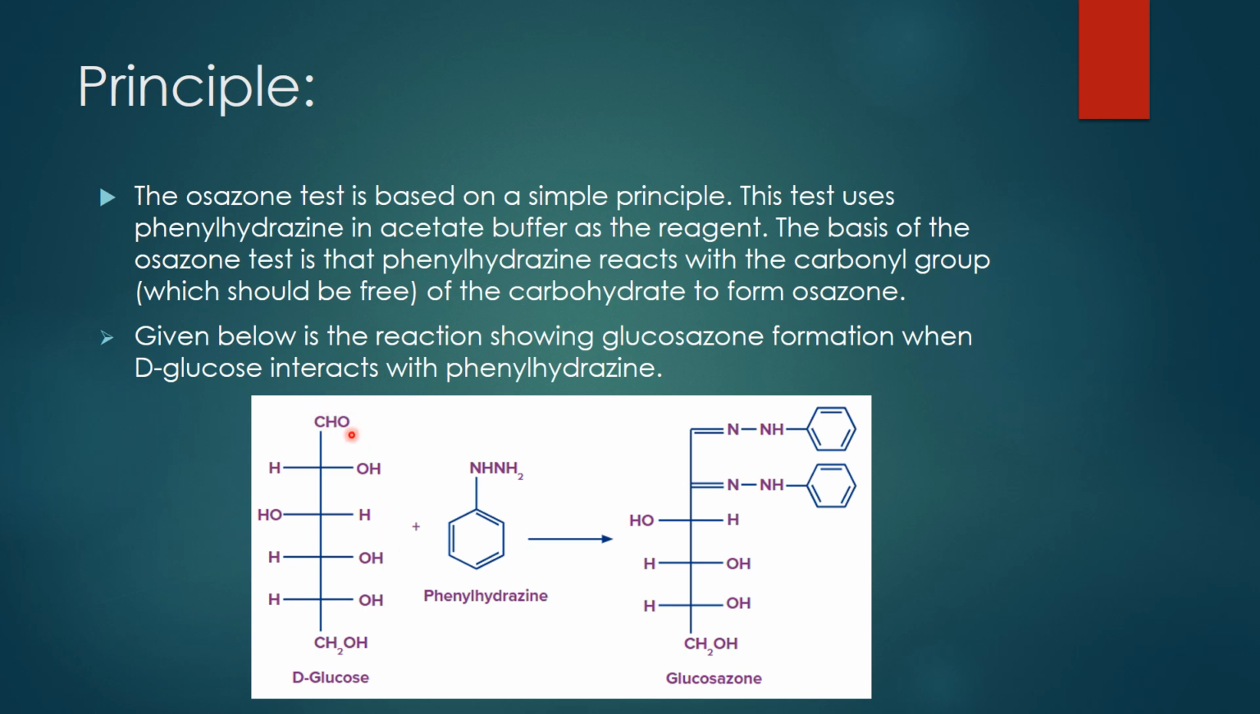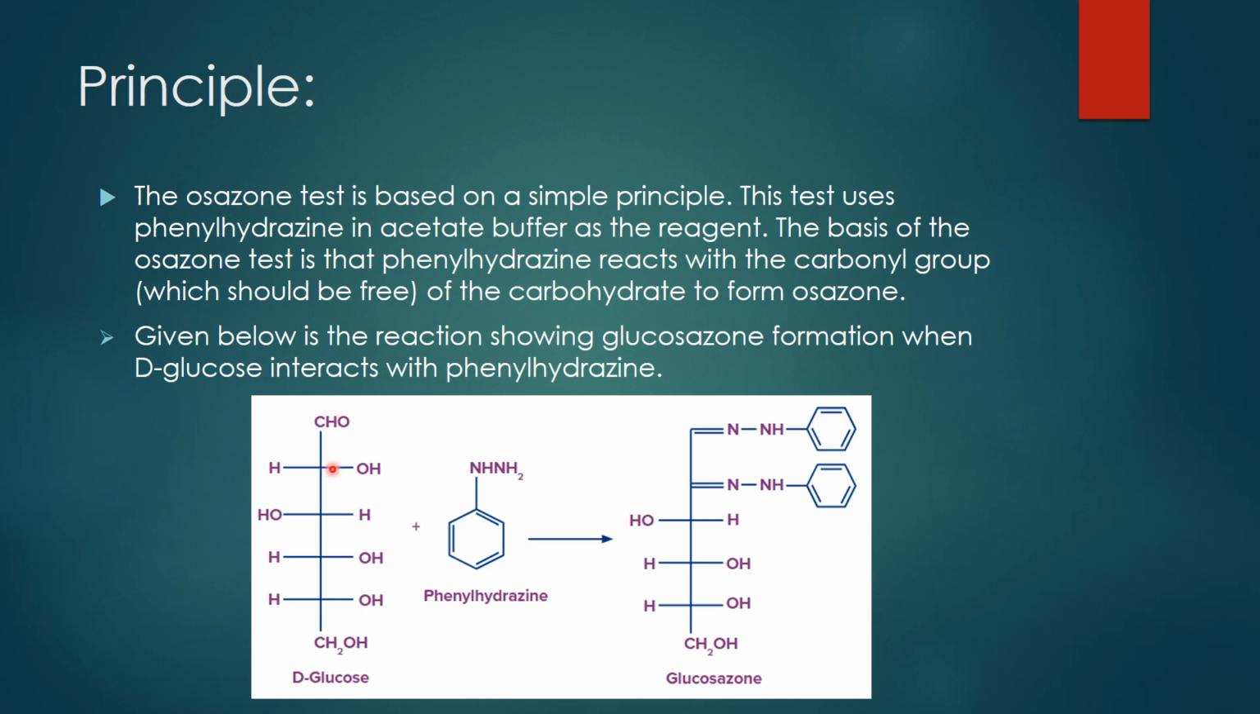So this is the carbonyl group, and it's free in the reducing sugars, as I said to you. In this situation, the carbonyl group is on the anomeric carbon, or carbon 1, right? So this is an aldose sugar. But if it's a ketone sugar, the carbonyl group will be at carbon 2.